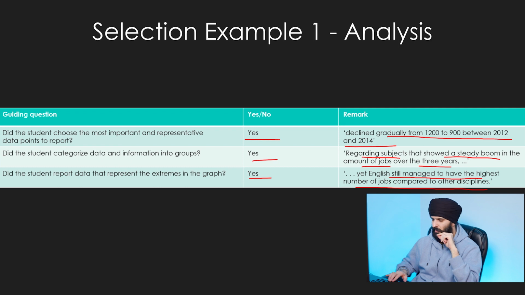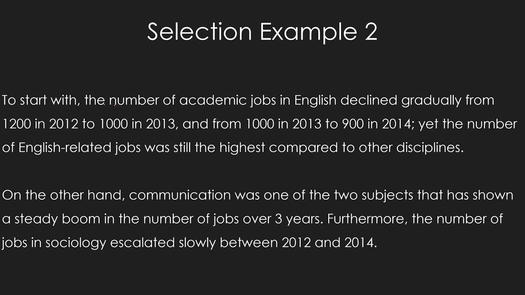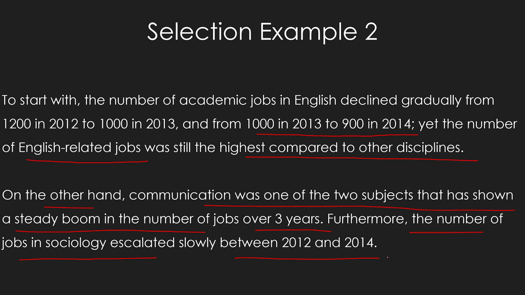Let's look at one more example here. To start with, the number of academic jobs in English declined gradually from 1,200 in 2012 to 1,000 in 2013, and from 1,000 in 2013 to 900 in 2014. Yet the number of English-related jobs was still the highest compared to other disciplines. On the other hand, communications was one of the two subjects that has shown a steady boom in the number of jobs over 3 years. Furthermore, the number of jobs in sociology escalated slowly between 2012 and 2014.